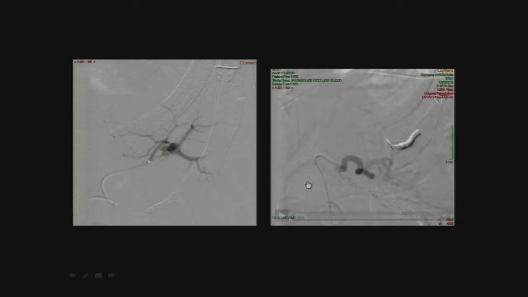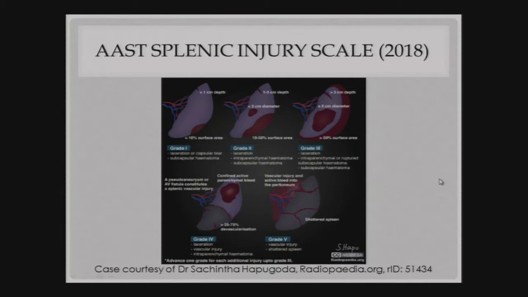So the AAST splenic injury grading scale is probably something definitely all radiologists should know, and probably all surgeons should know. And the easiest way to remember 1 through 3, for me at least, is grade 1, a laceration is less than 1 centimeter. Grade 2 is about 2, so 1 to 3 centimeters. And then grade 3 is greater than 3 centimeters in depth. And then you have hematoma, subcapsular hematoma classification, so it's less than 10, 10 to 50, and greater than 50. Grade 4, which is what our patient had, a confined active parenchymal bleed here, and then grade 5 is a shattered spleen.